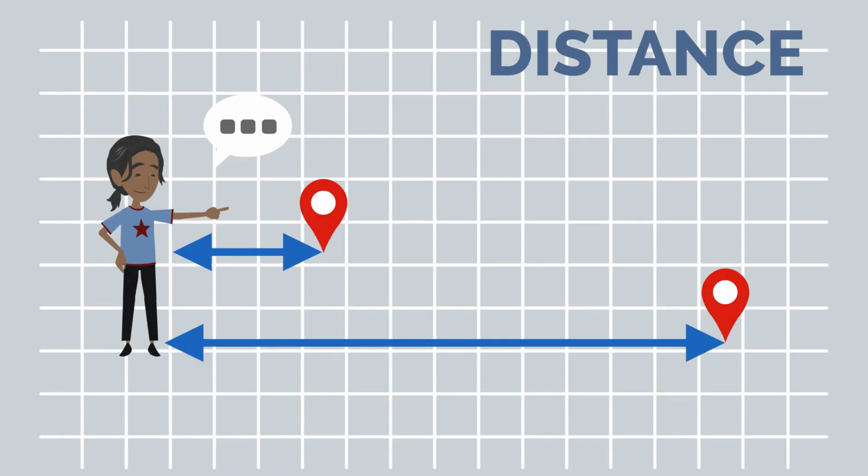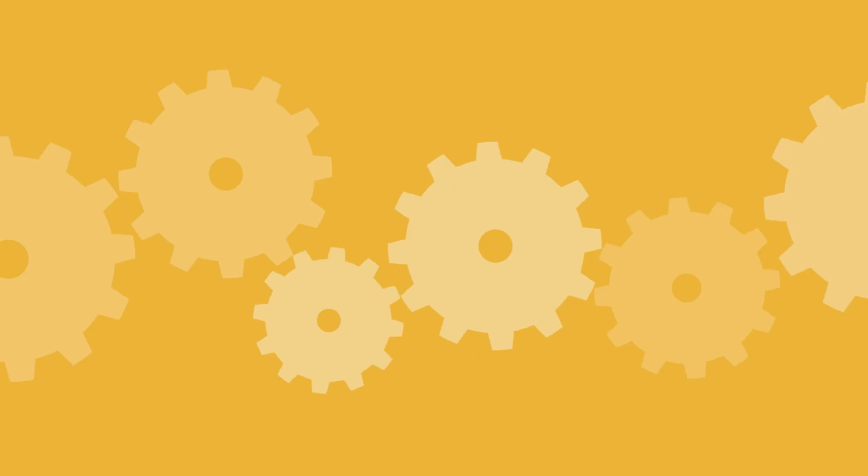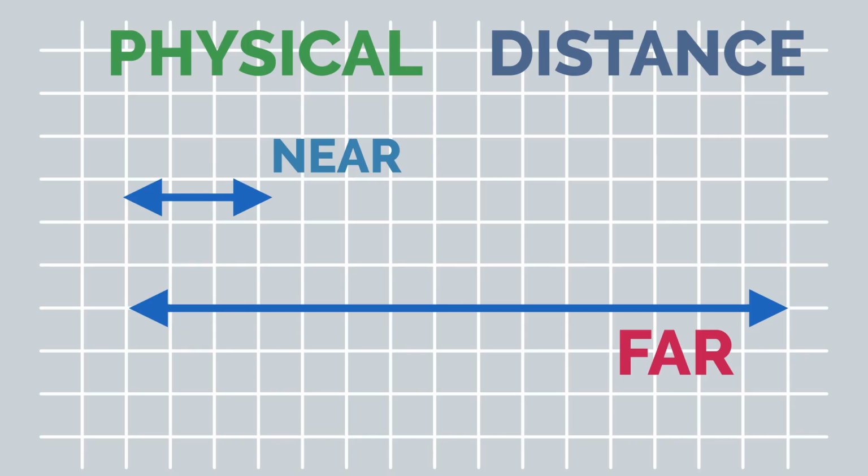This and that demonstrate distance between a speaker and a thing. If the thing is near the speaker, we use this. If the thing is far from the speaker, we use that. This and that can refer to a physical distance.